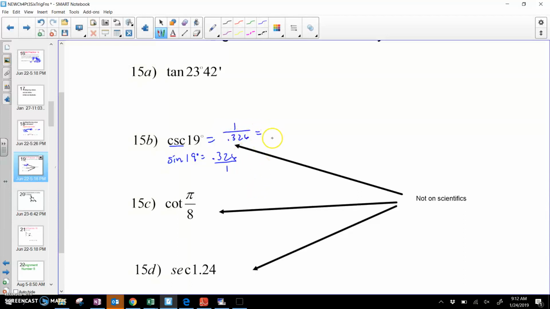And when I do that, I type 1 divided by 0.326 in my calculator, and I get about 3.067. So that's how I go about the reciprocal function.